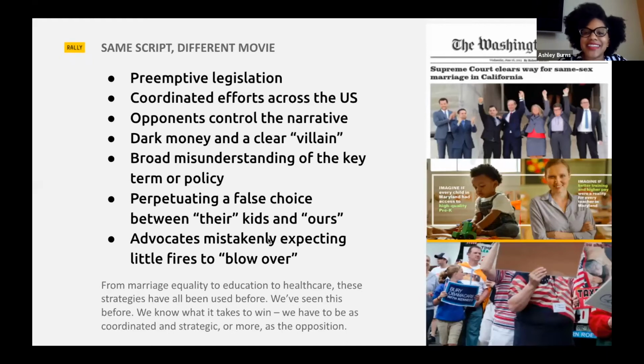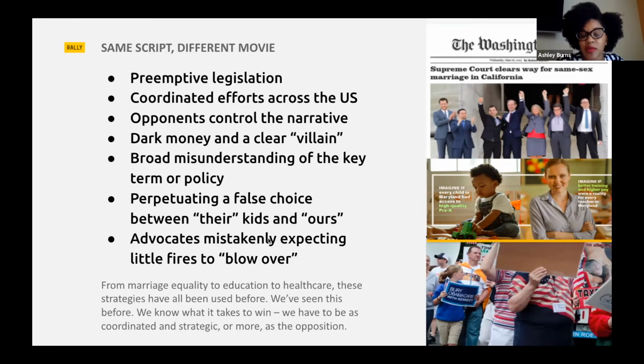We have seen this script before. It's just a different movie. In all of the work that we've done in communications over the decades, we've seen instances, for example, marriage equality, where there was preemptive legislation across the country before things were actually even happening. Coordinated efforts across the US, like we're seeing now, the opponents controlling the narrative, and CRT has become this boogeyman villain. We've seen that before. Broad misunderstanding of the key terms and policies, perpetuating a false choice between their kids and ours.